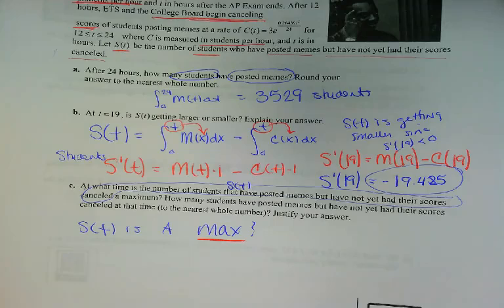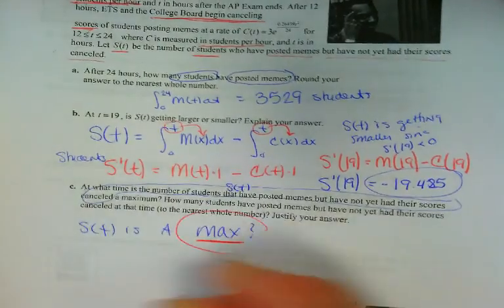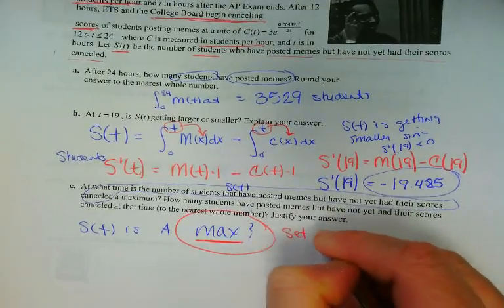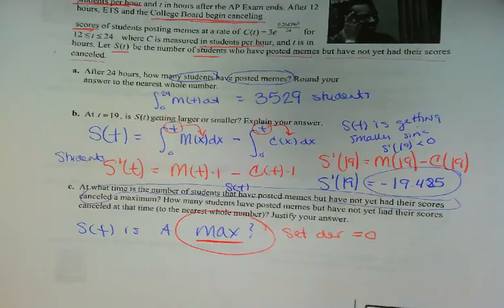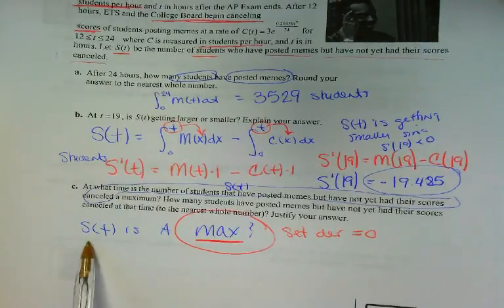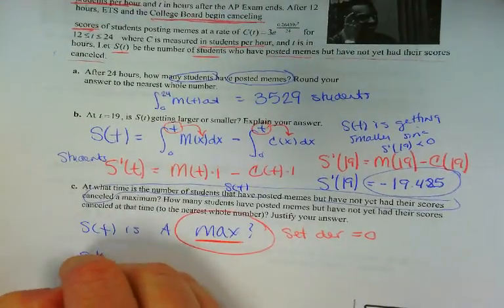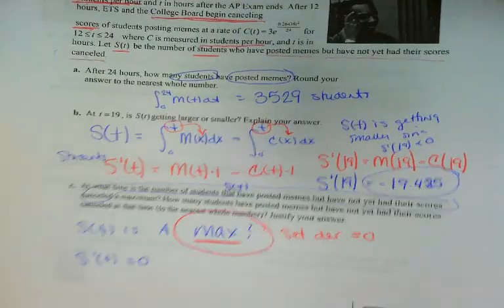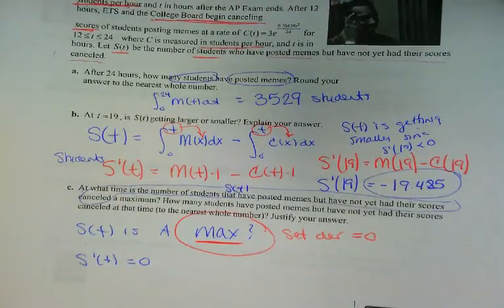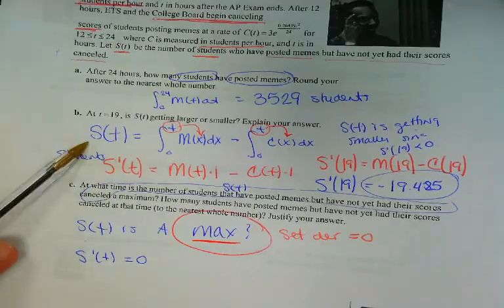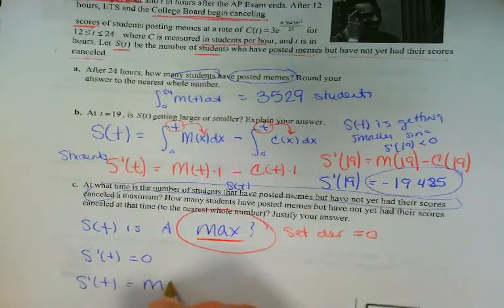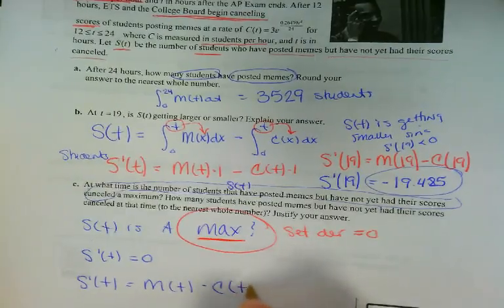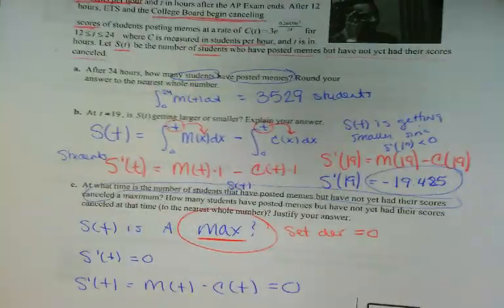Its slope is 0. So my game plan here is I have to set the derivative equal to 0. Every time I see max or min, I'm going to set the derivative equal to 0. Now you don't have to guess whose derivative because they described S of t. So our goal is to find S prime of t and set it equal to 0. We actually already know S prime from up here, right? So S prime of t is equal to m of t minus c of t. And I just want to set that equal to 0.